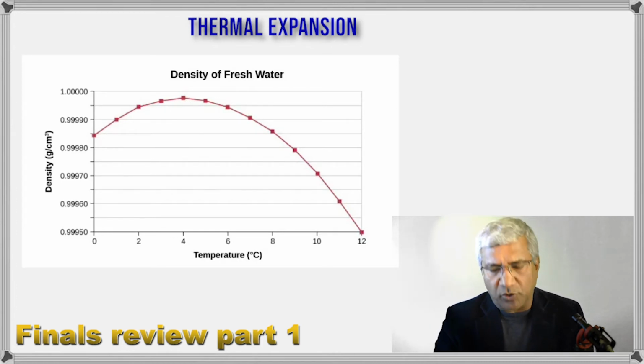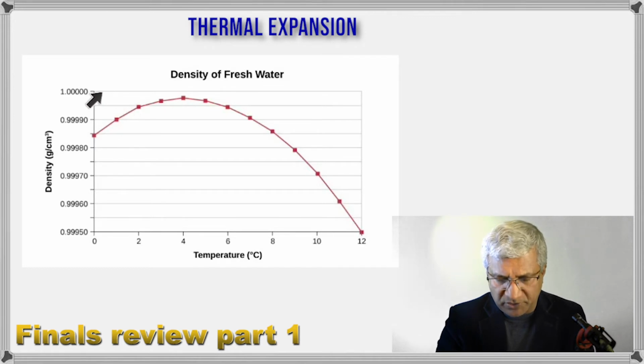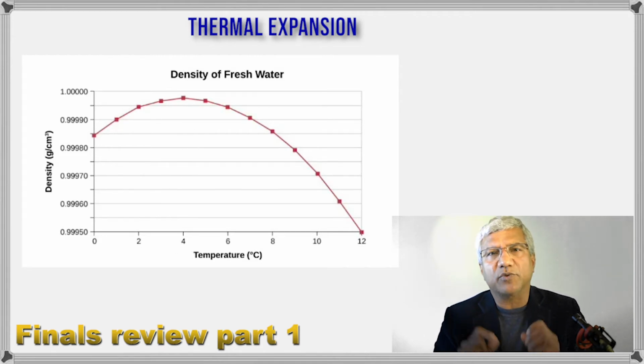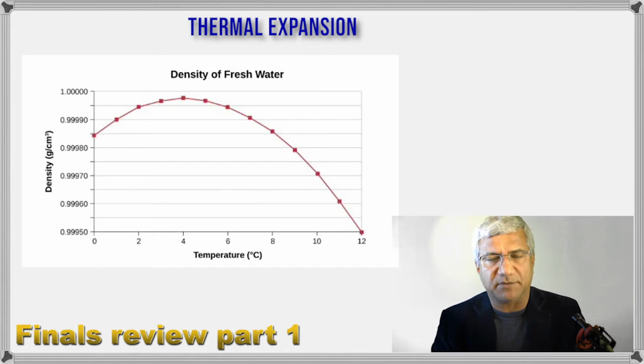So the density of water is 1 gram per centimeter cube, or 1,000 kilogram per meter cube at 4 degrees Celsius. That is the temperature at which the density of water is maximum. And the maximum value is 1 gram per centimeter cube, or 1,000 kilogram per meter cube.